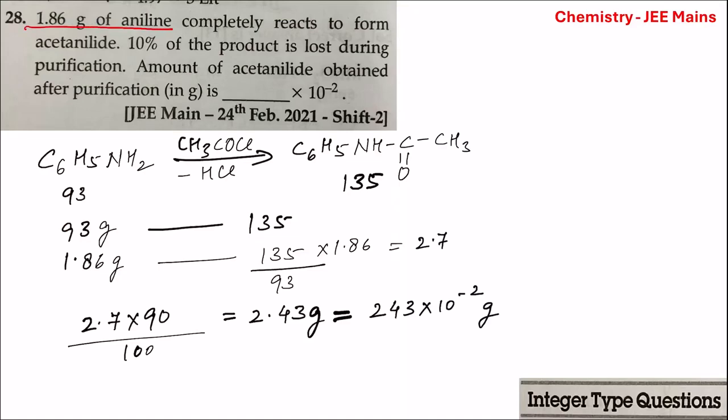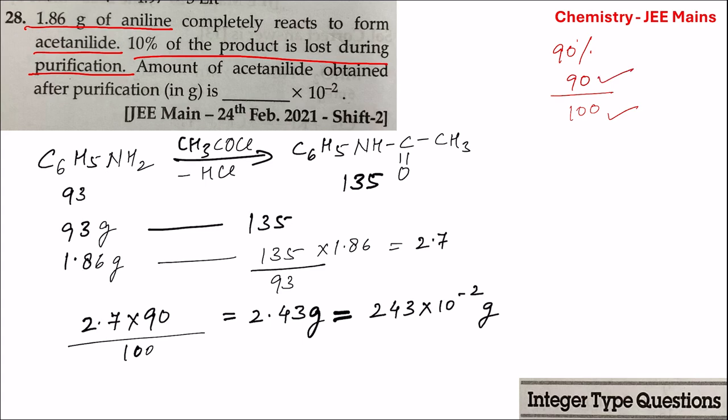1.86 gram of aniline completely reacts to form acetanilide. 10% of the product is lost during purification. Amount of acetanilide obtained after purification in gram is 10% lost. मतलब amount of acetanilide obtained is 90%. That is, out of 100 gram, 90 gram of acetanilide is formed. If the amount of aniline is 100 gram, then 90 gram of acetanilide is formed.